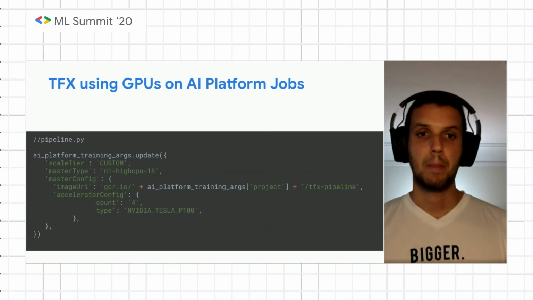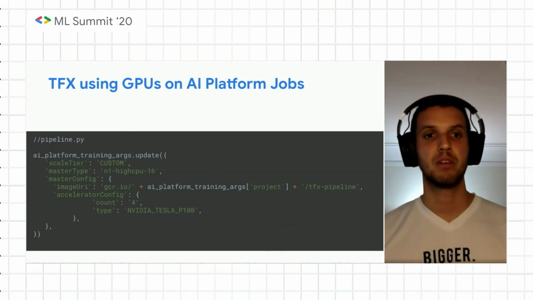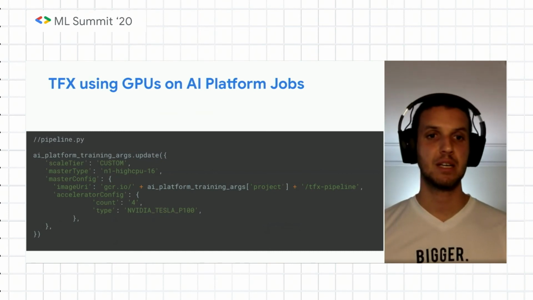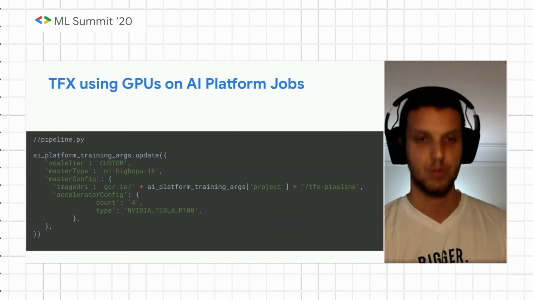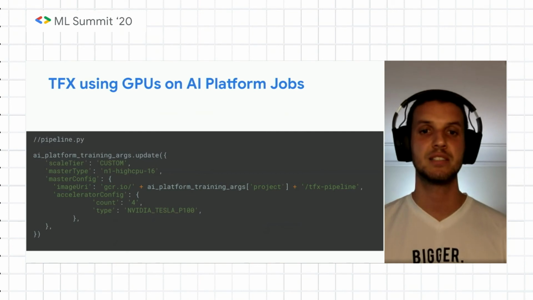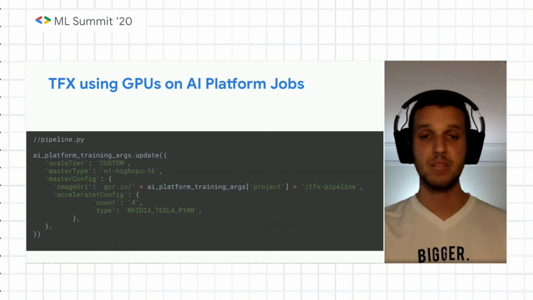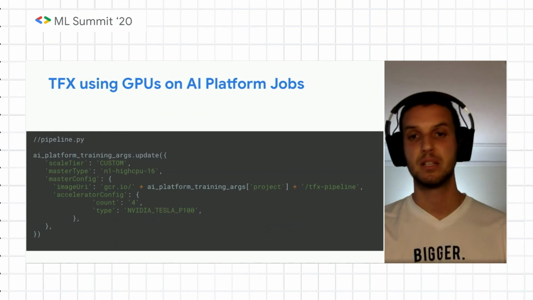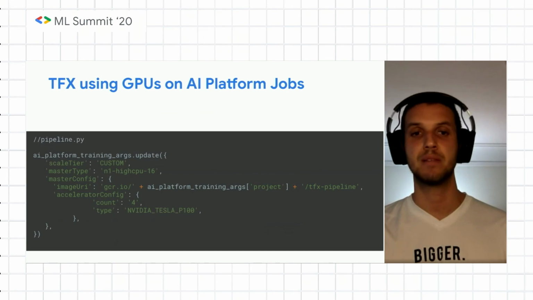Also, in this situation, we have to work with configurations, and we are providing our custom configuration. As you can see, I'm specifying my accelerator configuration. I'm setting the count to 4. So in this case, I will have 4 NVIDIA Tesla P100 cards. Also, it's important to notice that you have to provide your image URI, the one that you specified when you ran the Docker build command on the Dockerfile that we just saw.